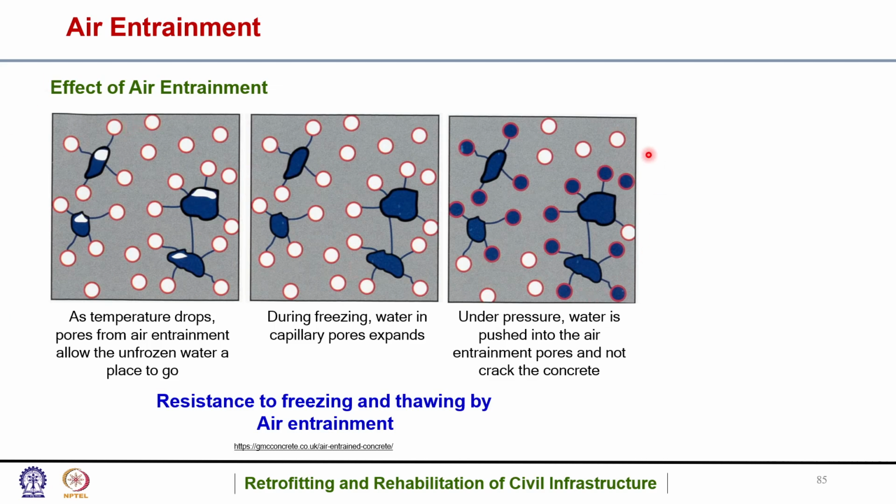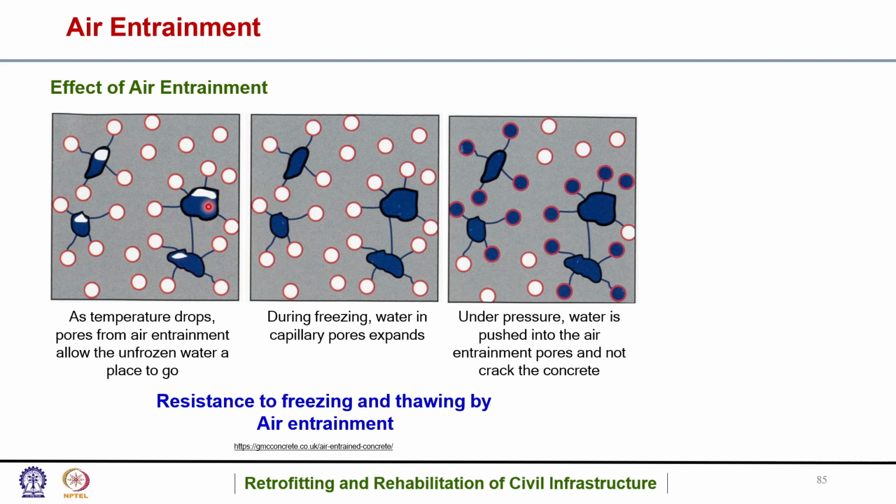So let us see pictorially, schematically, how air entrainment can positively affect the freezing and thawing action. This is resistance to freezing and thawing by air entrainment. These are the air entraining cavities, the voids, and this is the capillary pores, and they are basically interconnected. If we see here, as temperature drops, pores from air entrainment allow the unfrozen water. So this is basically the unfrozen water.